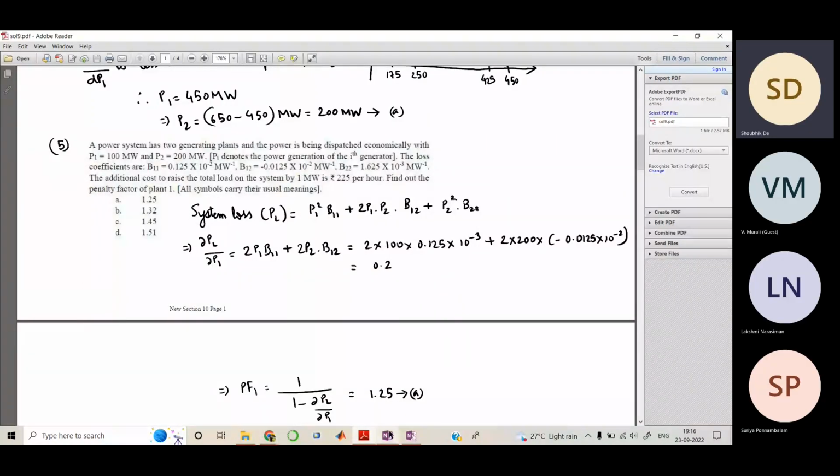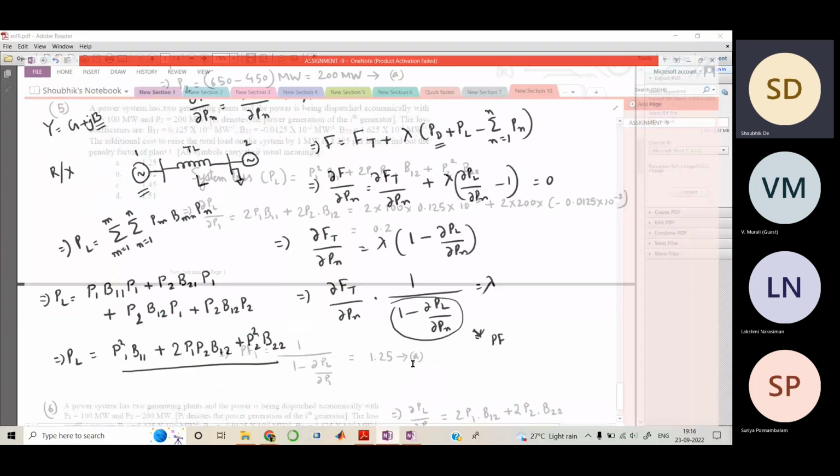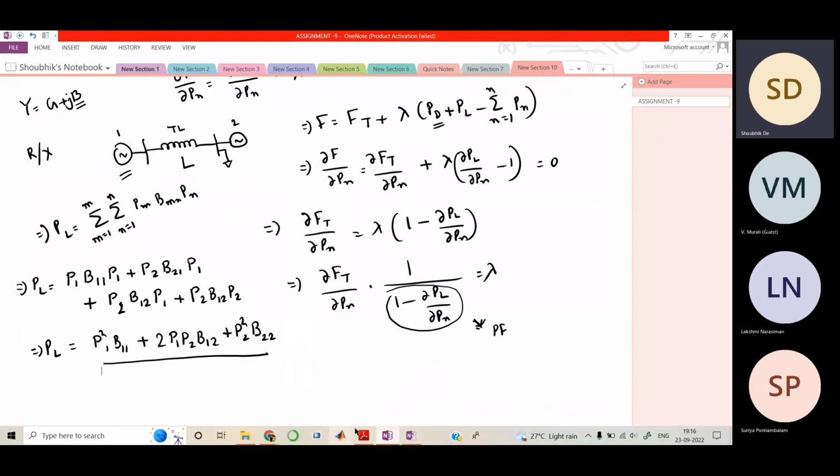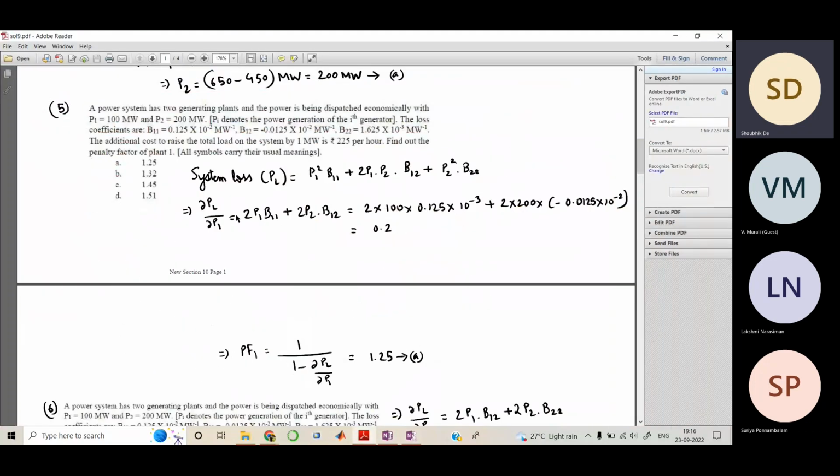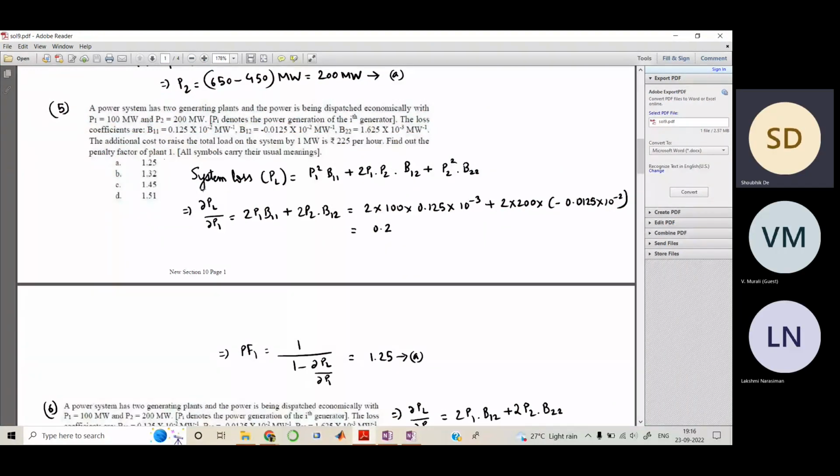So, penalty factor, as we found out here, is this term, right? This term is the penalty factor. So we have to determine del PL del 1, and since they have asked us to find out the penalty factor of plant 1, this would be 1. If it had been plant 2, it would be 2. So that is why we partially differentiated with respect to 1.